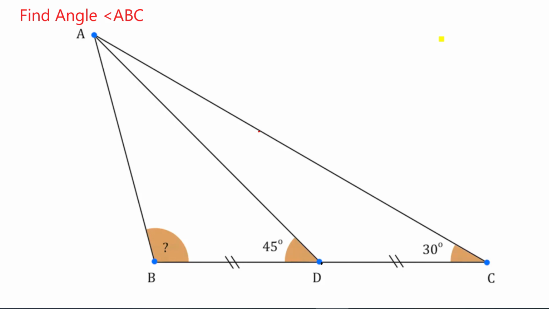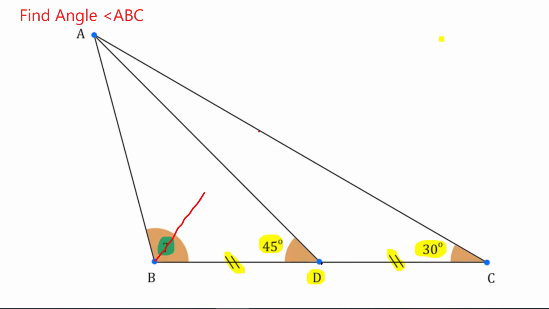So in this problem, we have to find angle ABC, that is this angle. We have been given that this angle is 45 degrees and this angle is 30 degrees, and point D is the midpoint, that is, length BD is equal to length DC. So this is given. Now to solve this problem, we will first do some construction.